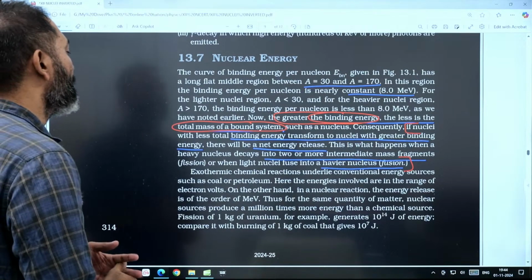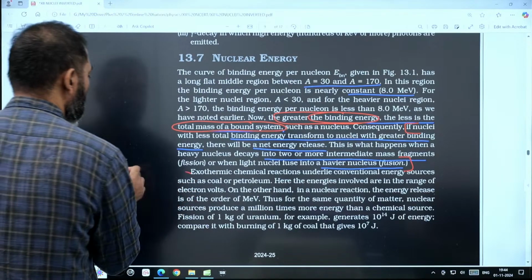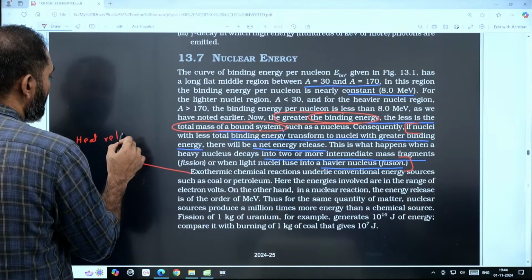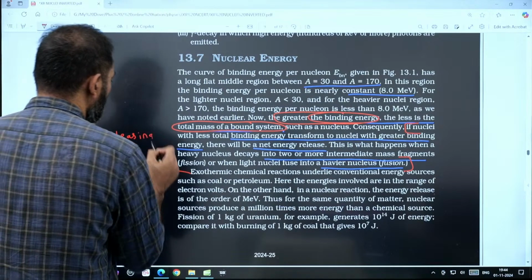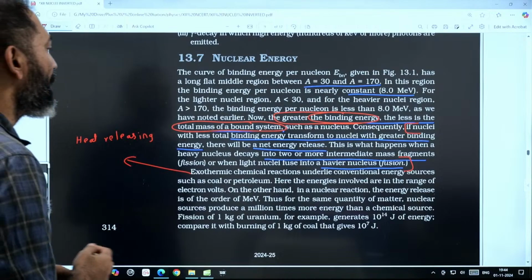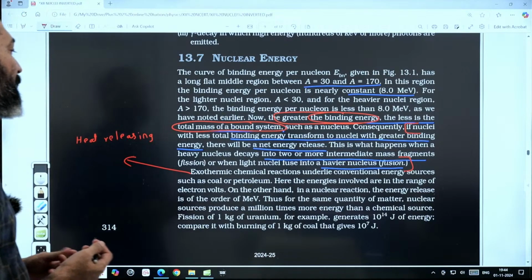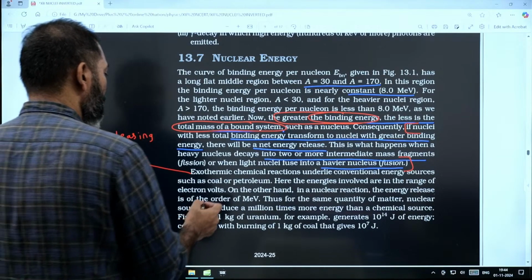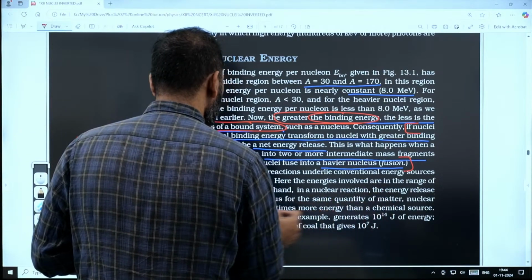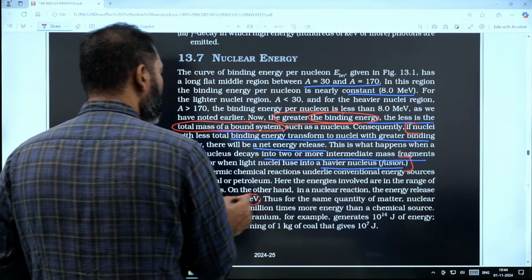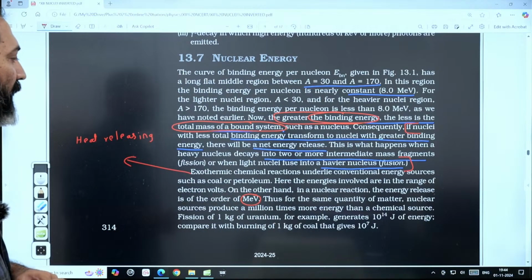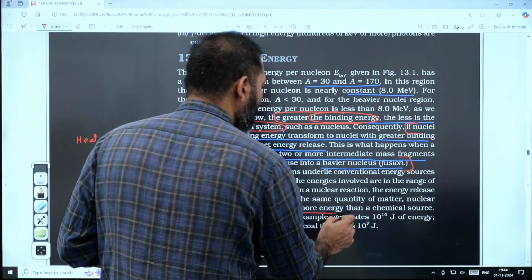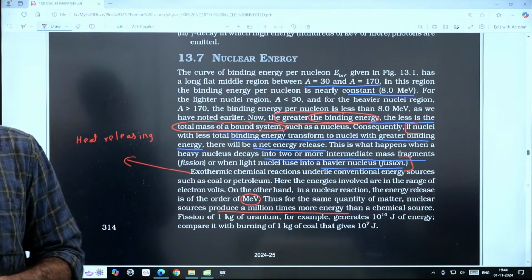Exothermic chemical reaction. What are exothermic? Heat releasing reactions are exothermic. Exothermic chemical reactions underlie the conventional energy sources such as coal or petroleum. Here the energy involved is in the range of electron volt. On the other hand, in nuclear reaction, energy is in the range of mega electron volt. Thus, for the same quantity of matter, nuclear source produces a million times more energy than chemical reaction.